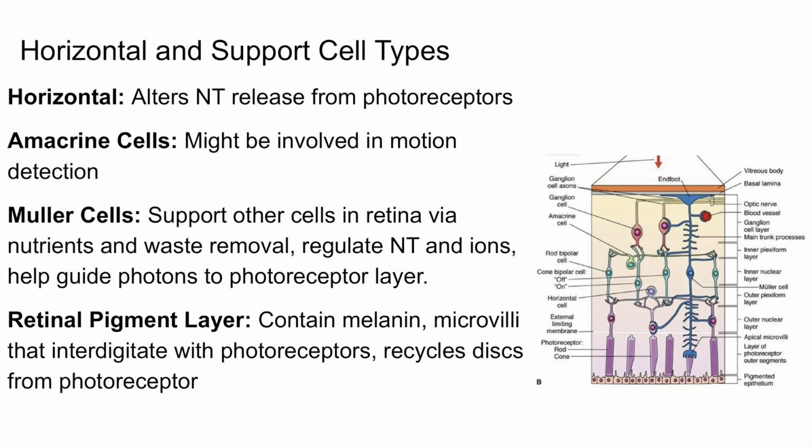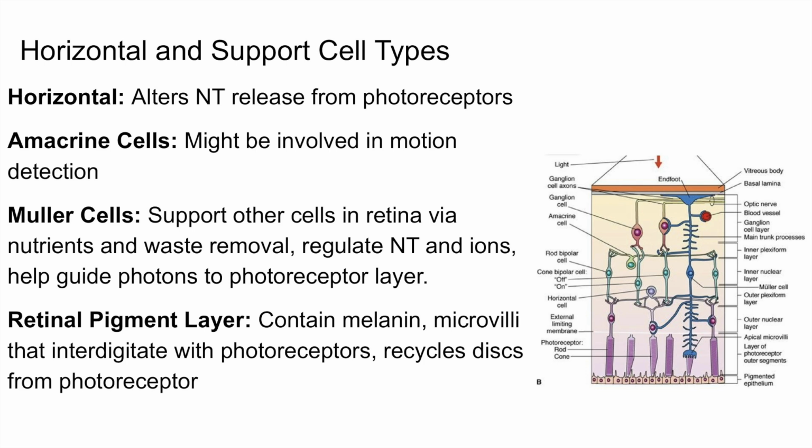And then finally, you have the retinal pigment epithelium, or the RPE, and this is critical for photoreceptor survival. It contains melanin, which absorbs excess light and prevents internal reflections that would blur your vision. Its microvilli interdigitate with photoreceptors, physically supporting them and participating in the visual cycle. It also does phagocytosis and recycles the discs from photoreceptors, which are constantly being renewed. So without the RPE, retinal pigment epithelium, photoreceptors rapidly degenerate.